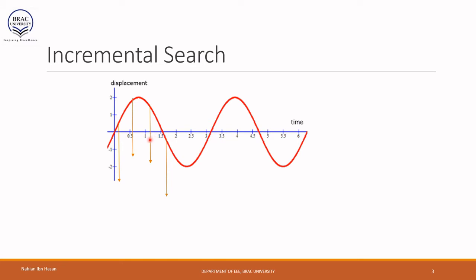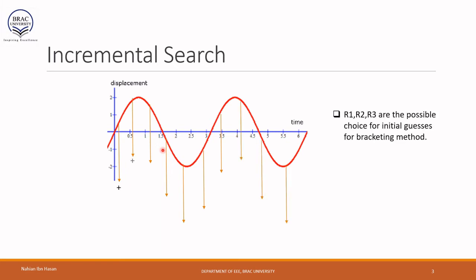For example, at this point, which is 1.2, the function value is positive, but at the later point, which is 1.7, the function value is negative. So we can take these boundary points, 1.2 and 1.7, as our initial boundary. That's how we calculate our boundary values using incremental search. Similarly, if we calculate further, we will see at equally spaced points the function value is at some points negative and at some points positive. So that's where the incremental search is used. Look at this, some points have positive values and some points have negative values.